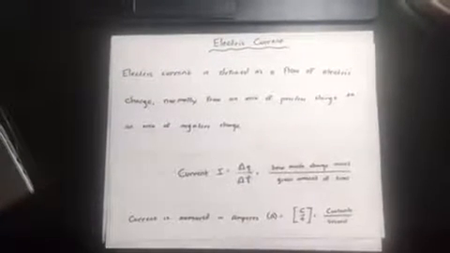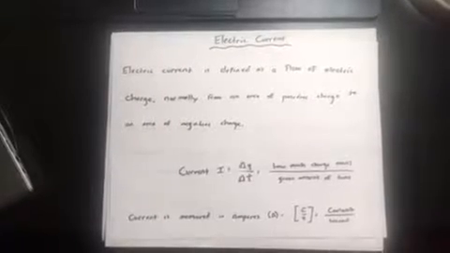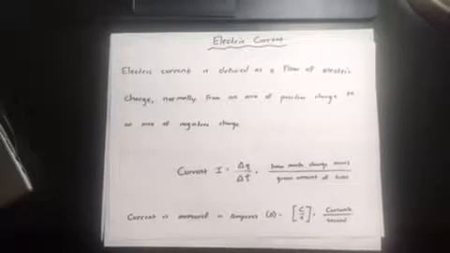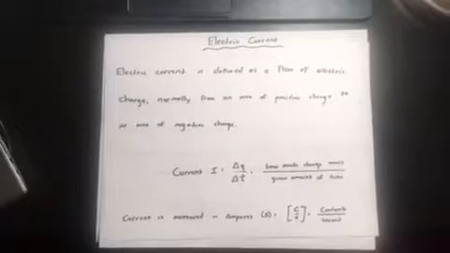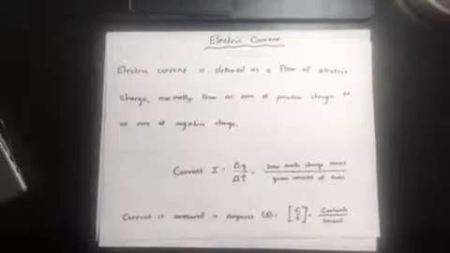As you can see in this equation, current, represented by the letter I, is calculated by how much the charge moves in a given amount of time. Current is measured in amperes, or coulombs per second.